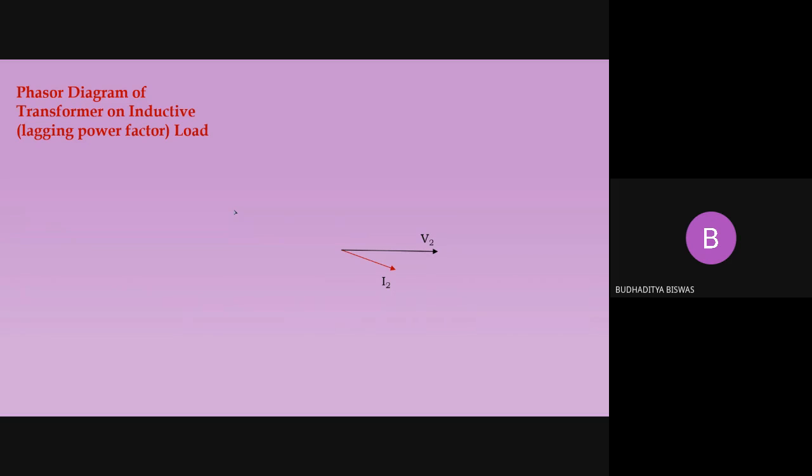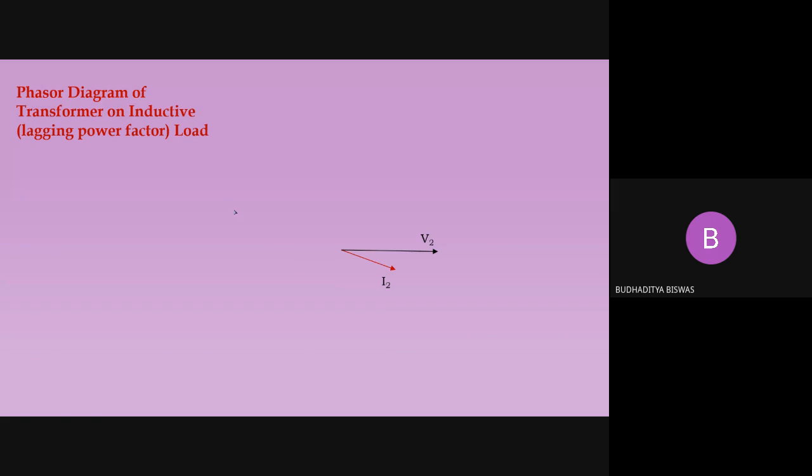As it is not a purely inductive load, the current through the load should lag the voltage by an angle between 0 and 90 degrees. Is it clear? Yes, sir. So many steps are there. So understand every step one by one, then ultimately the complicated figures will look very simple to you.